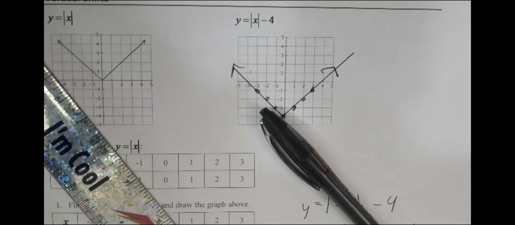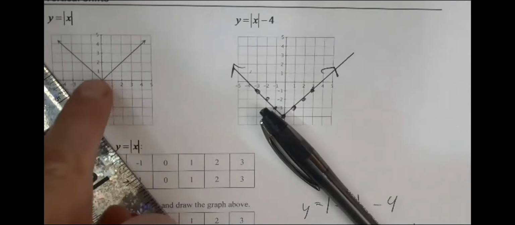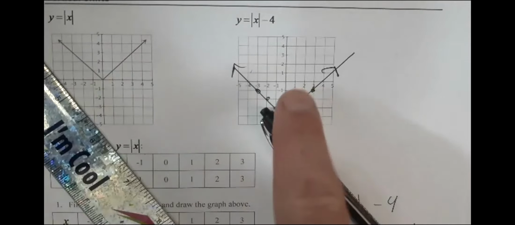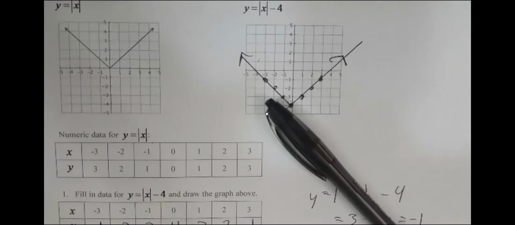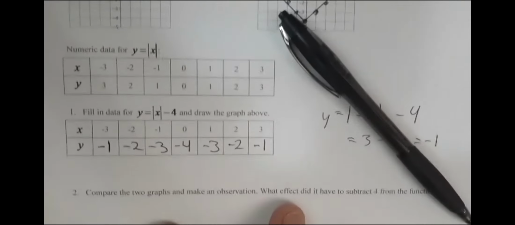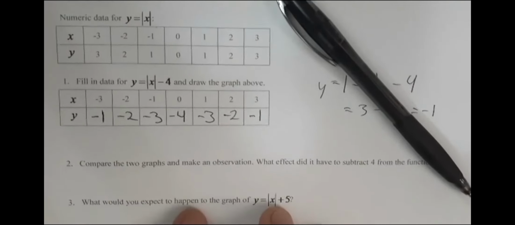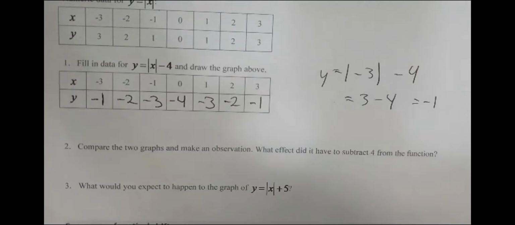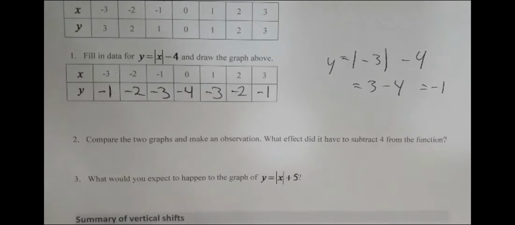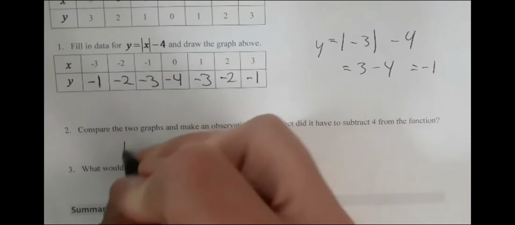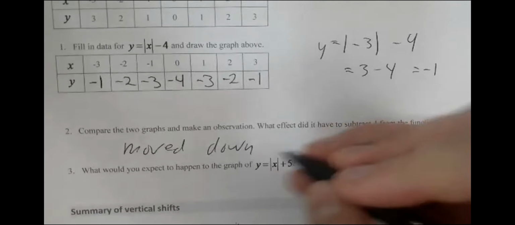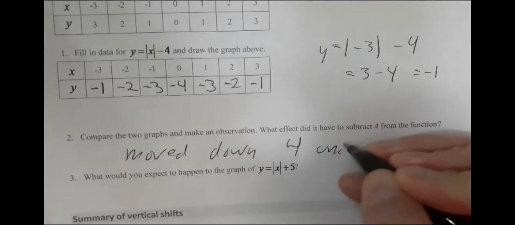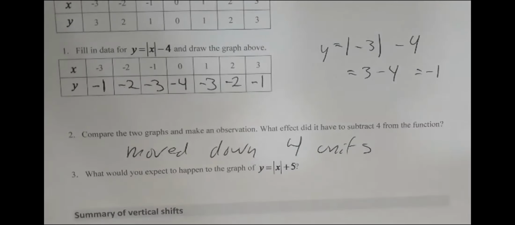And we want to describe what happened to this V shape. So it started up here at 0, 0, and it moved down. Well, I'm already telling you what happened. But what happened is it moved down. And how much did it move down? What effect did it have to subtract 4 from the function? It moved down. And we're going to describe it as moving down 4 units. So we don't know what our units are on our X or Y, but it went down 4.